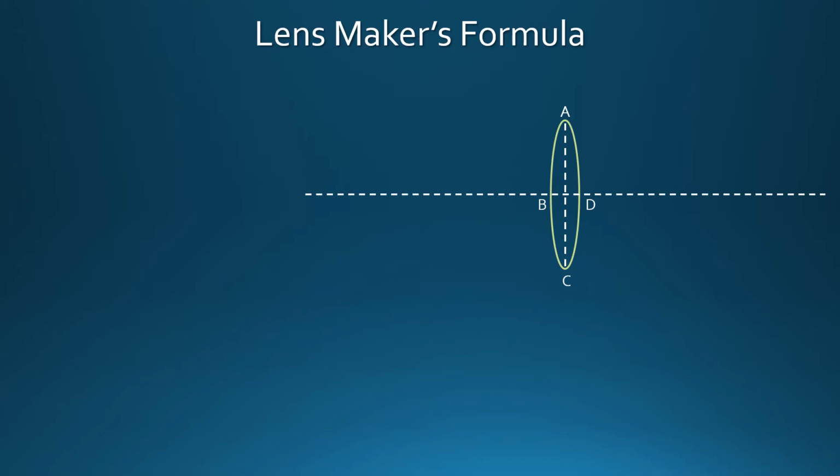Okay, now let's start. Consider a thin lens. As you can see in the figure, the thin lens, that is a convex lens of focal length f and refractive index n2, is surrounded by a medium of refractive index n1 such that n2 is greater than n1. Let r1 and r2 be the radii of curvature of the surfaces ABC and ADC.